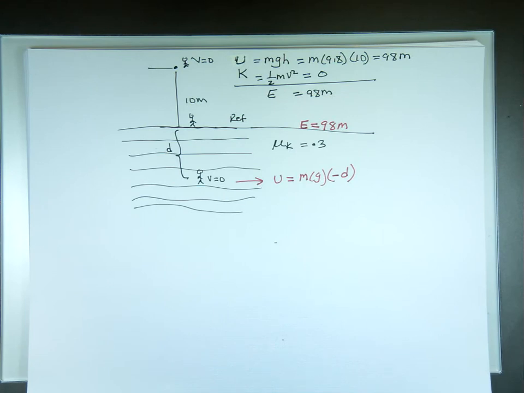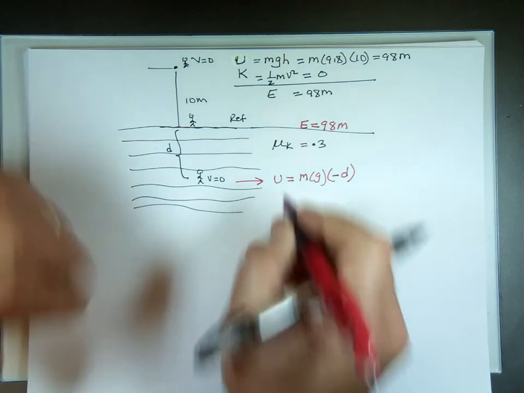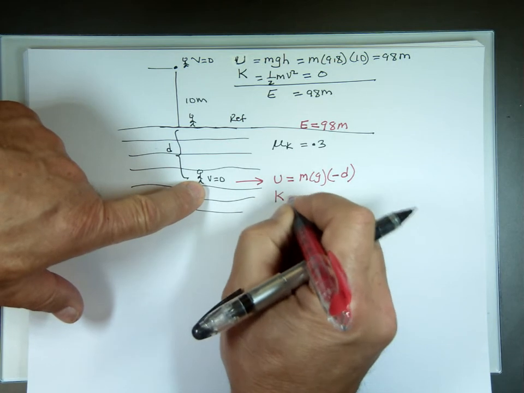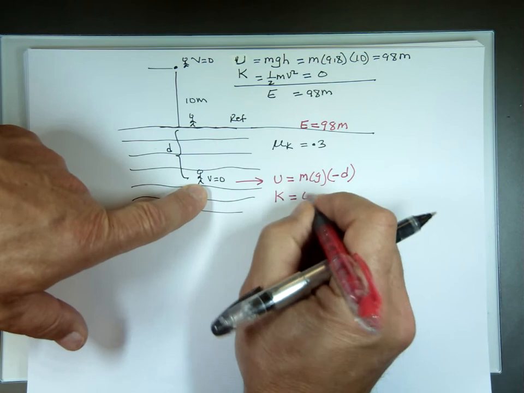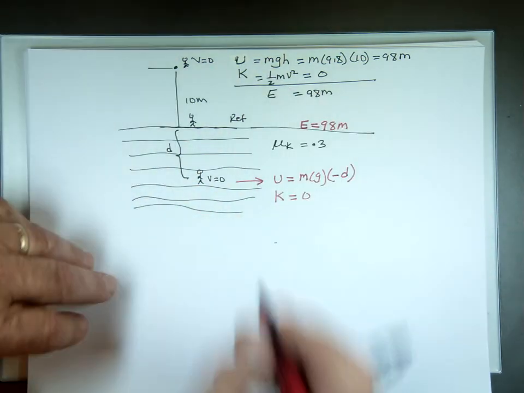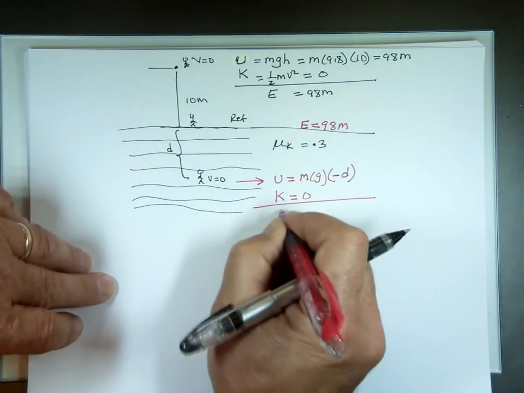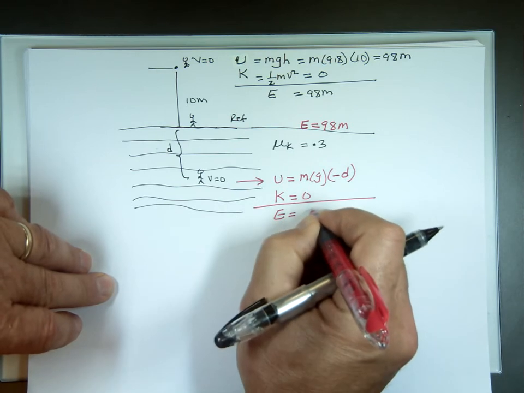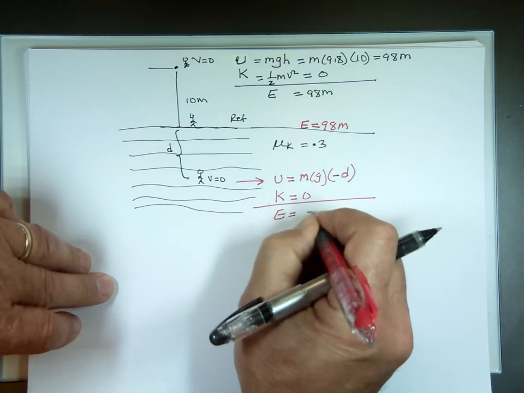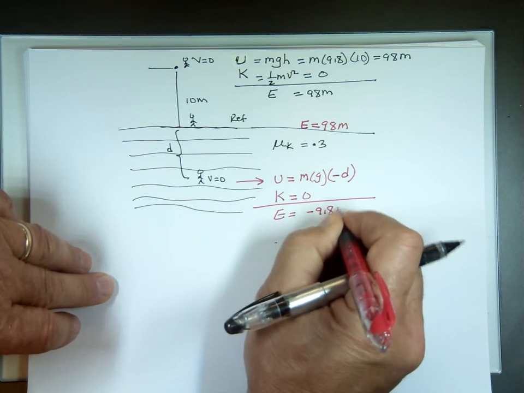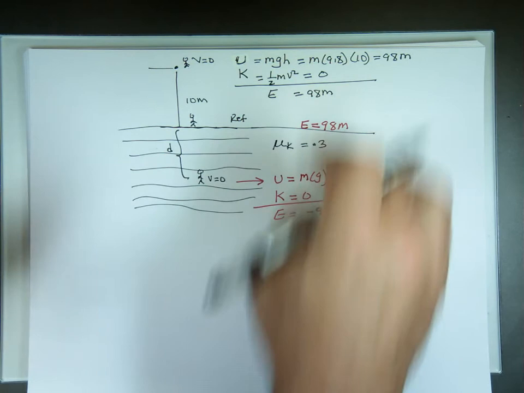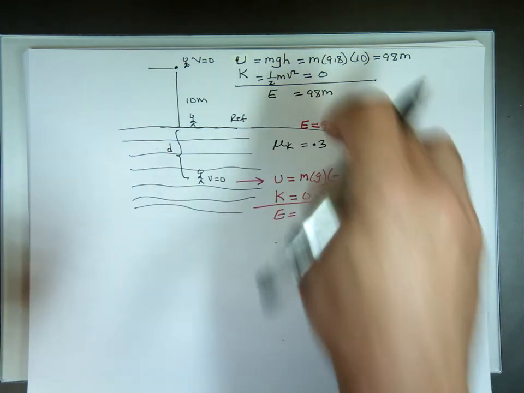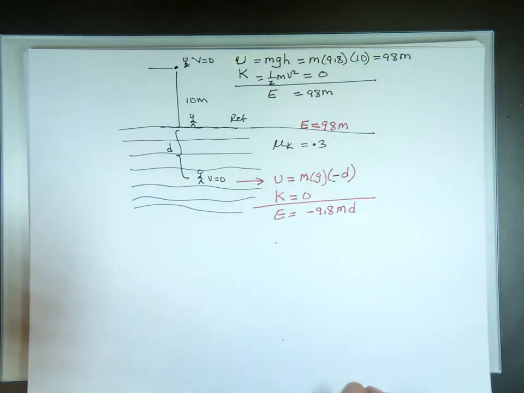And he probably didn't have to give you the coefficient of friction even there. What is my kinetic energy down here? 0. Stop moving. So what's the sum down here? Negative 9.8 md, right? What do we know about these two numbers? They should equal each other.